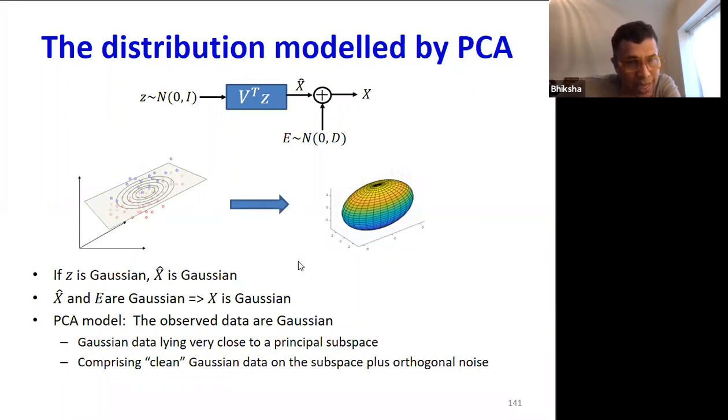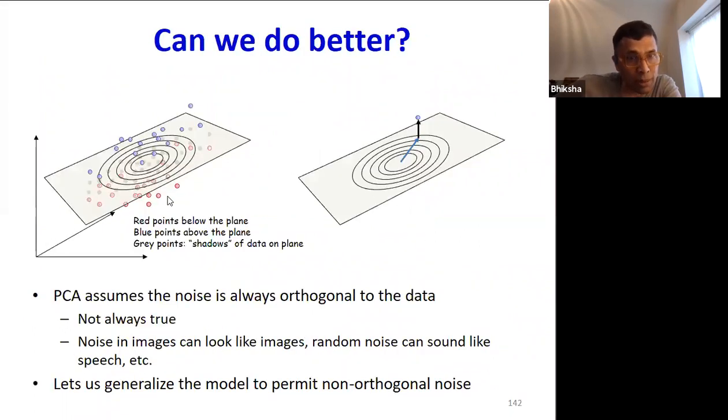And so the result says that the distribution of the data is a Gaussian that lies very close to a principal subspace and consists of Gaussian data on the principal subspace plus Gaussian noise orthogonal to it. That is the distribution that's modeled by PCA. Now, here is the thing. PCA always assumes that the noise is orthogonal to the data. It says that in order to generate the data, you're first going to take a Gaussian step on the plane, and then you're going to take a Gaussian off-plane step, right?